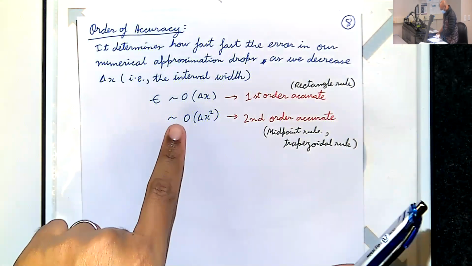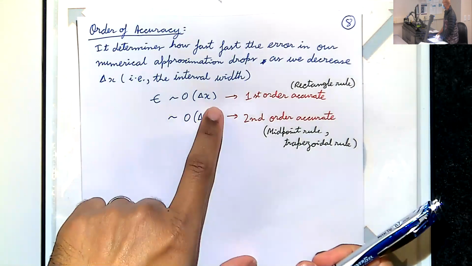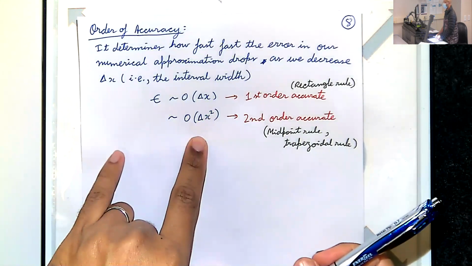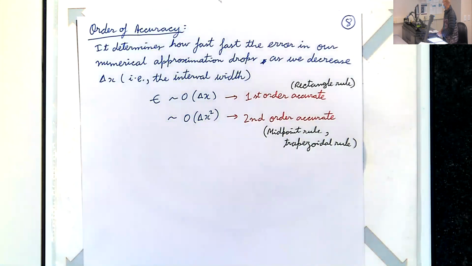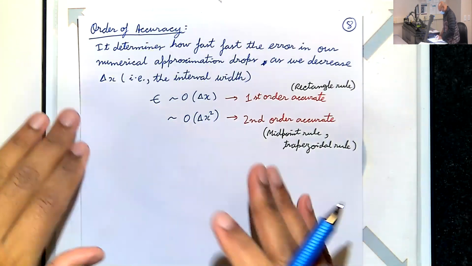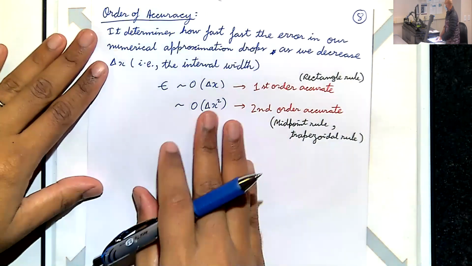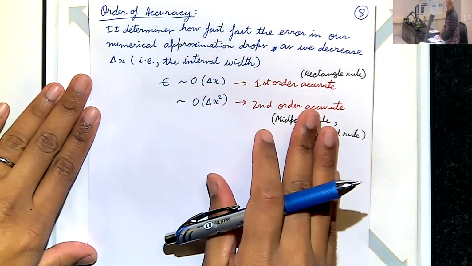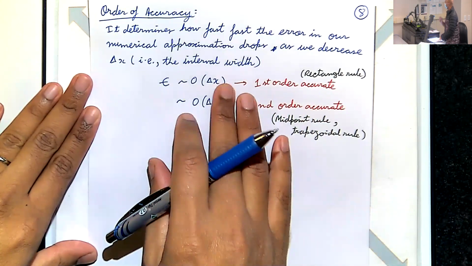You've encountered this notation before, order delta x or order of something? Okay. And so in practical terms, how is knowing this useful?